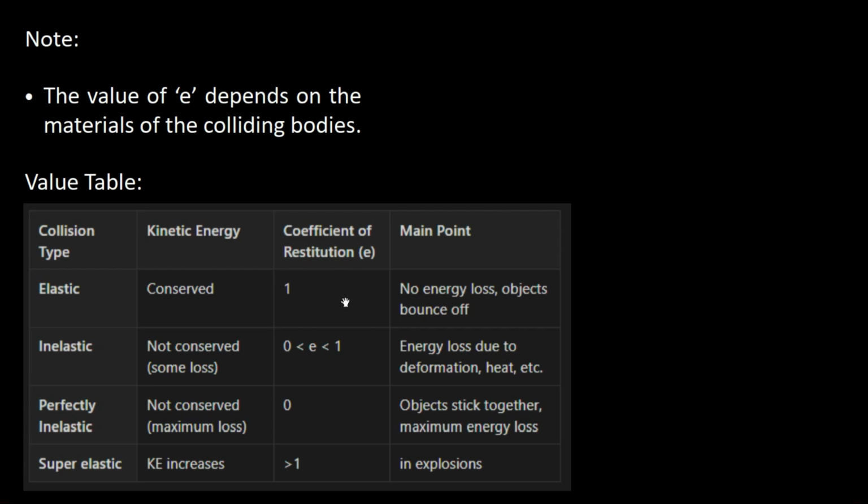So let's look at the values and what they mean. If we have the coefficient of restitution to be 1, we're looking at elastic collision, the kinetic energy is conserved. Main point is that no energy loss takes place, and the object bounces off. Basically elastic collision. So 1 means elastic collision, that's all you guys have to remember.